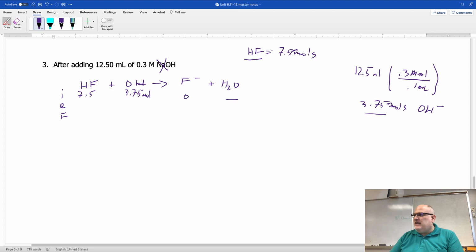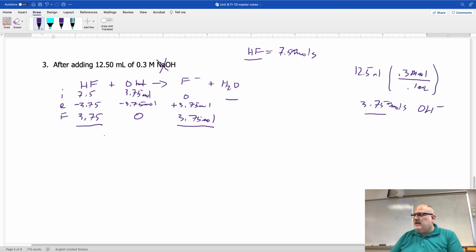Since it's a 1-to-1 ratio, and the big dog will always chomp into this HF, what we're going to be left with on this side here is 3.75 being subtracted from both of these totals and being added over here. Because remember, it's a 1-to-1-to-1 ratio. So what's my net result here? I'm going to end up with 3.75 millimoles of HF, none of this, and 3.75 millimoles of my F minus. This is incredibly cool because we have exactly the same quantity of both.